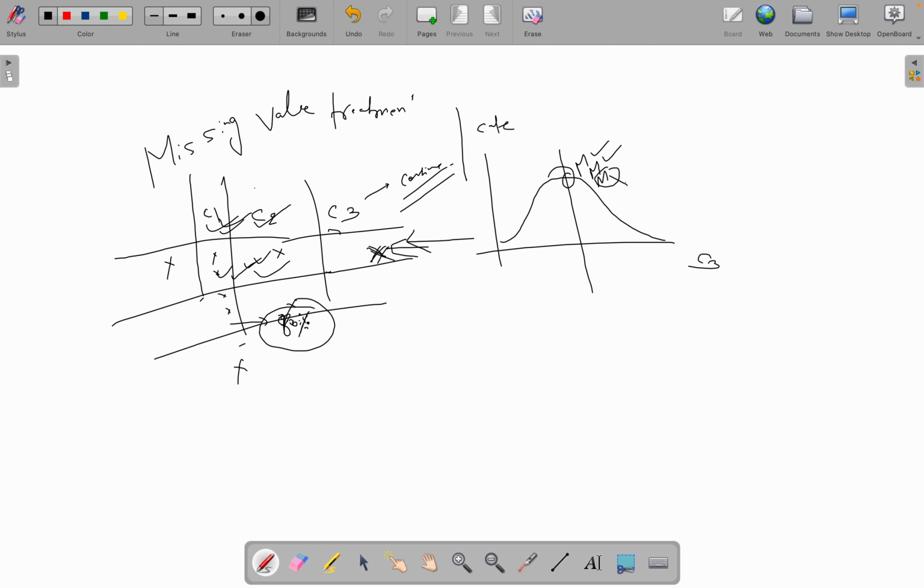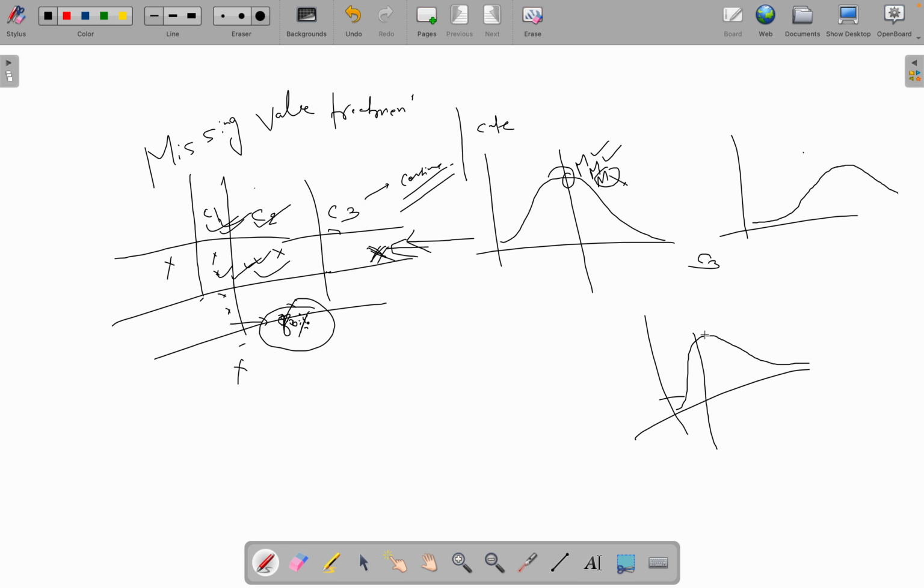Mode will not be applicable for continuous value. Okay, so you can replace with mean or median. Now the problem comes when it is not a perfect Gaussian distribution. Suppose it is right skewed. Okay, a little bit right skewed. Okay, so then where will be your mean, median, and mode?